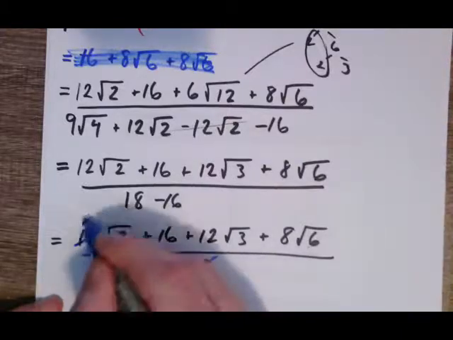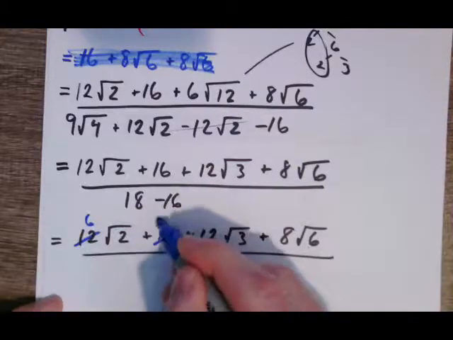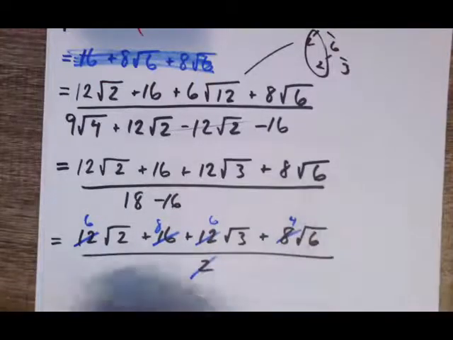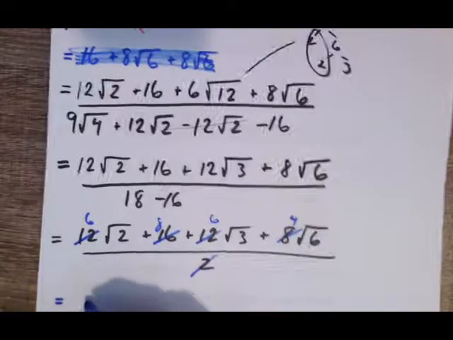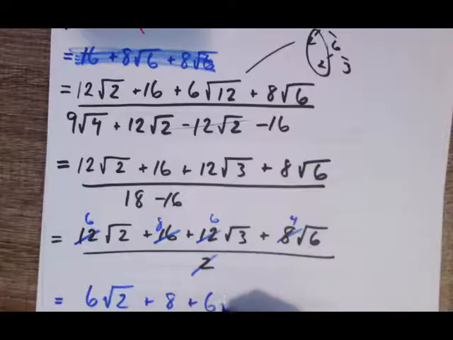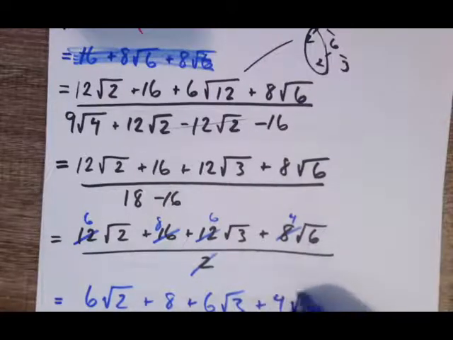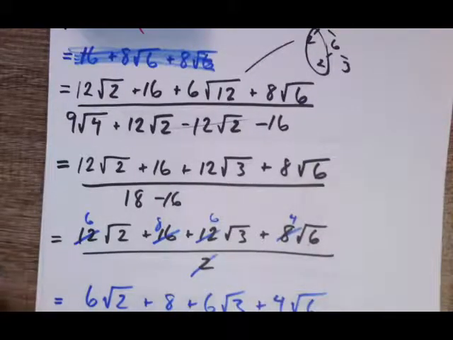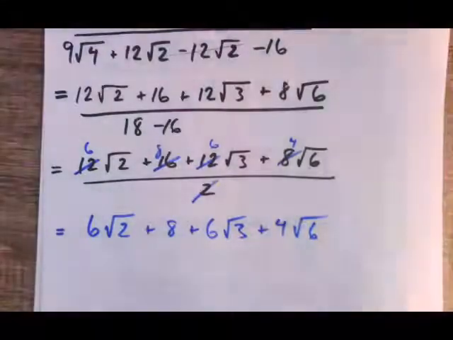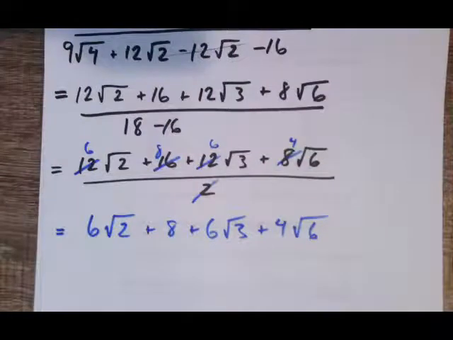2 goes into 12 6 times, 2 goes into 16 8 times, 2 goes into 12 6 times, 2 goes into 8 4 times. Rewrite our final answer: 6 root 2 plus 8 plus 6 root 3 plus 4 root 6. Now, I'm going to have to get rid of this marker. That makes me sad. That looks like a mess. But it's right. It's exactly right.